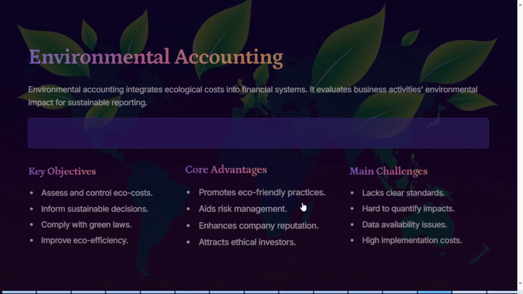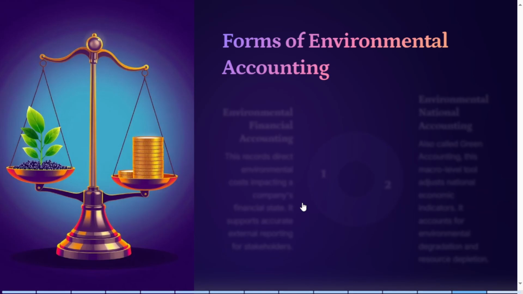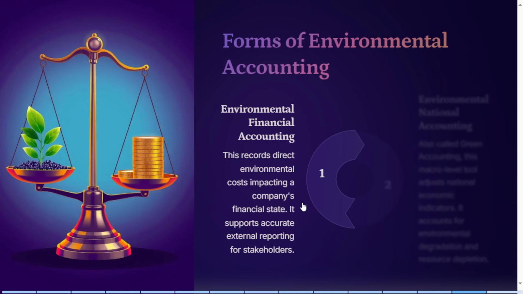Let's talk about the forms of environmental accounting. Very first, environmental financial accounting records direct environmental costs that impact the company's financial position. For example, pollution control equipment, environmental fines, cleanup costs. Supports accurate external reporting for stakeholders; shows up in the company's financial statements.